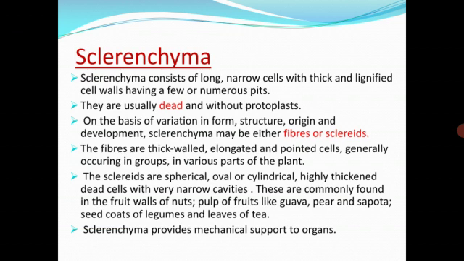Sclerenchyma provides mechanical support to organs. So remember, sclerenchyma is a dead tissue and it is a mechanical tissue. So the question may be asked in the exam as which is a dead mechanical tissue. So the answer to that is sclerenchyma. So remember the types of sclerenchyma, fibers or sclerites over here, and where they are occurring. So these are mainly mechanical tissues. They are giving mechanical support to the organs.